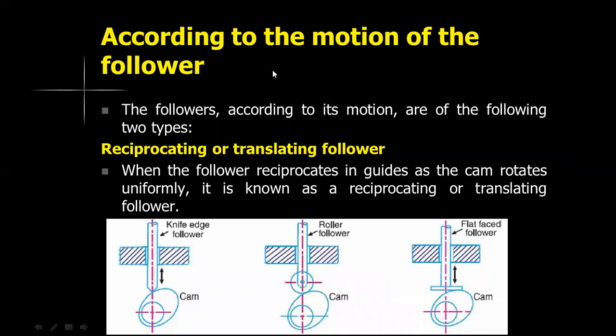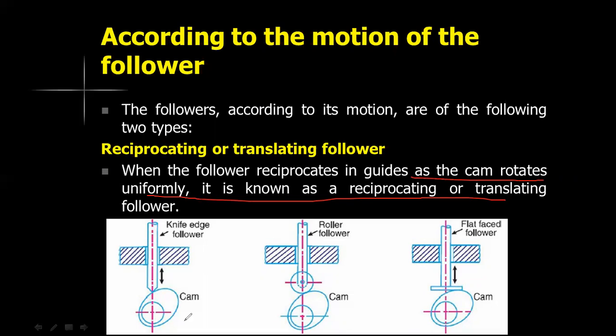The second classification is according to the motion of the follower, that is, how the follower is moving or which type of motion it takes. The followers according to their motion are of the following two types. There are only two types. One is the reciprocating or translating follower. When the follower reciprocates in guides as the cam rotates uniformly, it is known as reciprocating or translating follower.